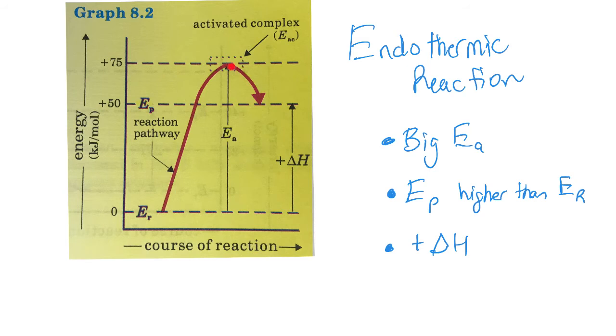So the difference between the starting point of the reactants and the peak is the activation energy. Then the difference between where we started and the final products, that is delta H. And notice in this case it is positive. So notice for endothermic reactions, we have a very large EA value. The energy of the products is higher than the reactants. And notice that we have a positive delta H.